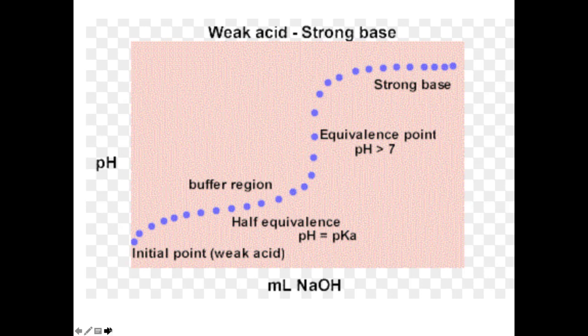So you have a weak acid and a strong base. The initial point of the weak acid is here. You're going to have this buffer region where the half equivalence point is going to be reached. Then you're going to have the equivalence point where the pH is above 7, and then you'll end up with the strong base for that.